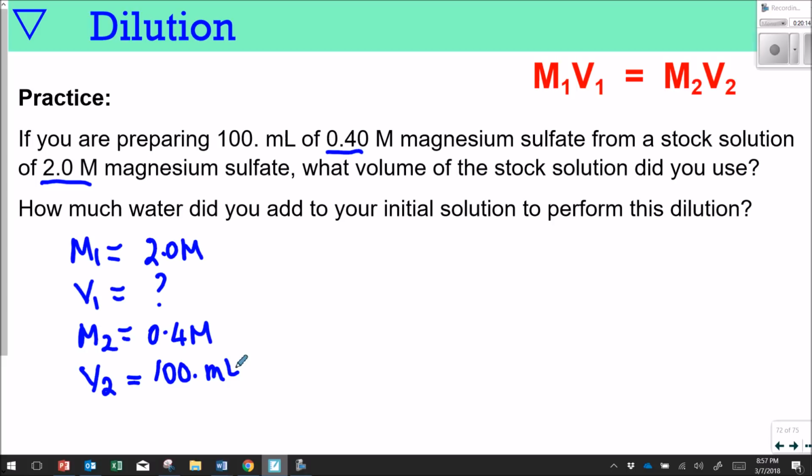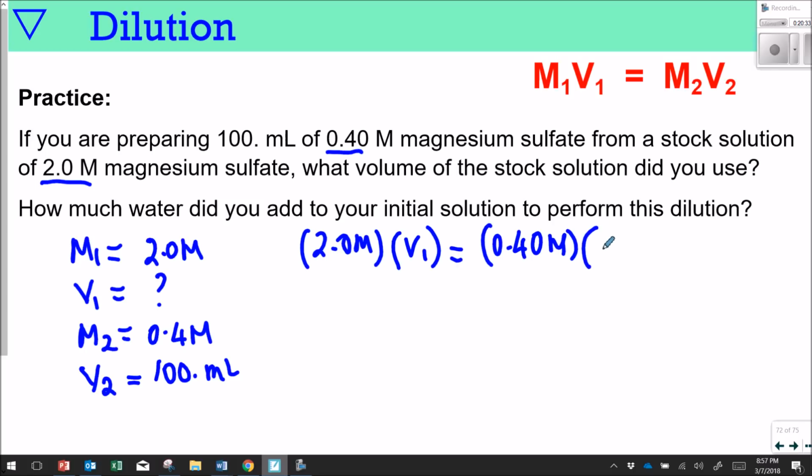Now we're ready to plug into the formula. We have 2.0 molar times V1, I don't know, equals M2, 0.40 molar, and V2, which is 100 milliliters. So we solve for V1, and we get V1 equals 20 milliliters.